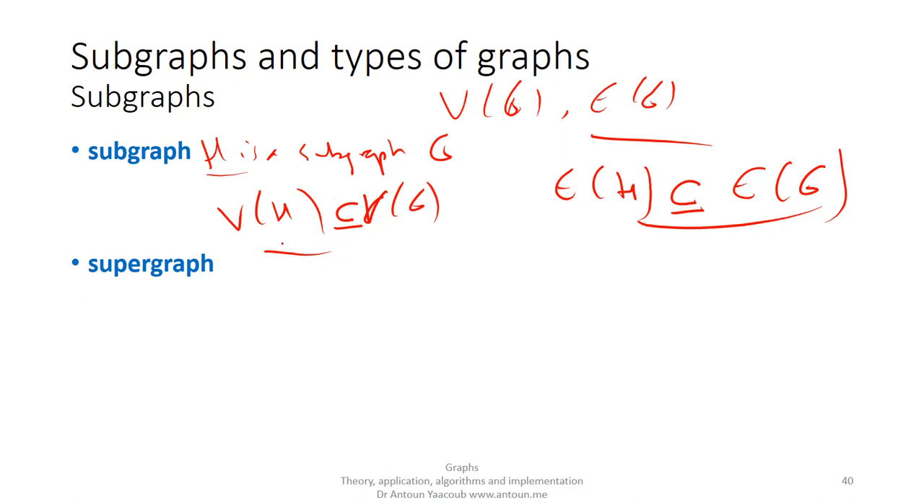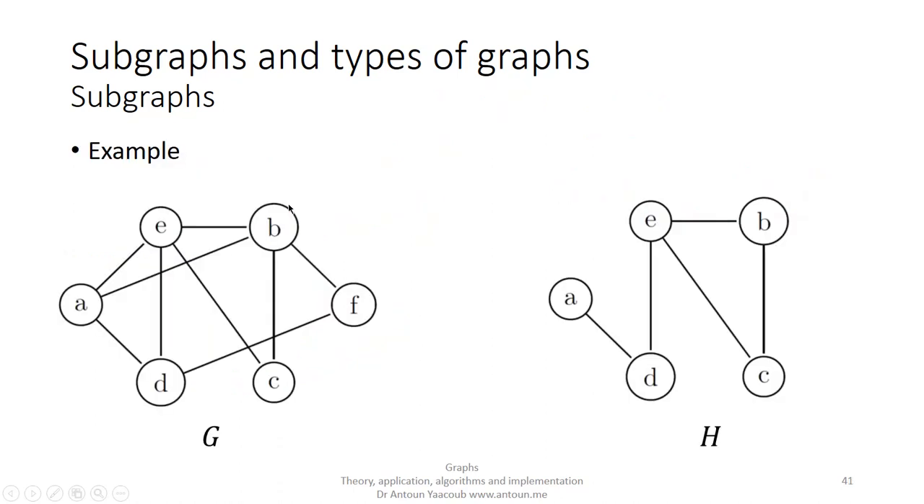So whenever we have a graph edge, the graph J is a supergraph, the reverse definition of a subgraph. So J is a supergraph for edge. So let's see examples here.